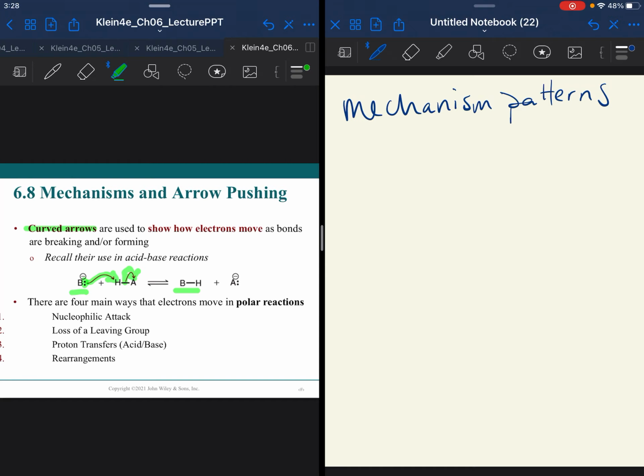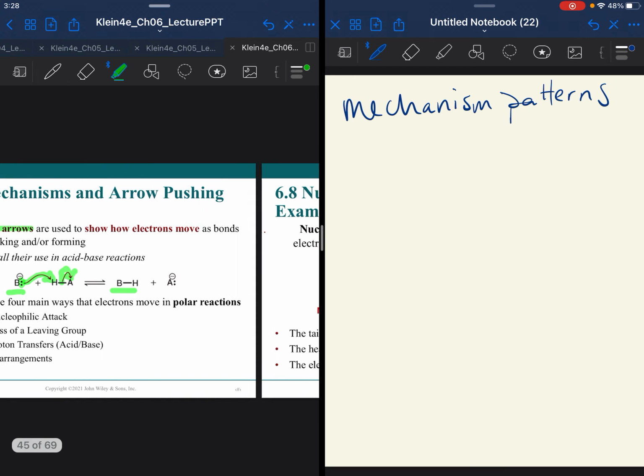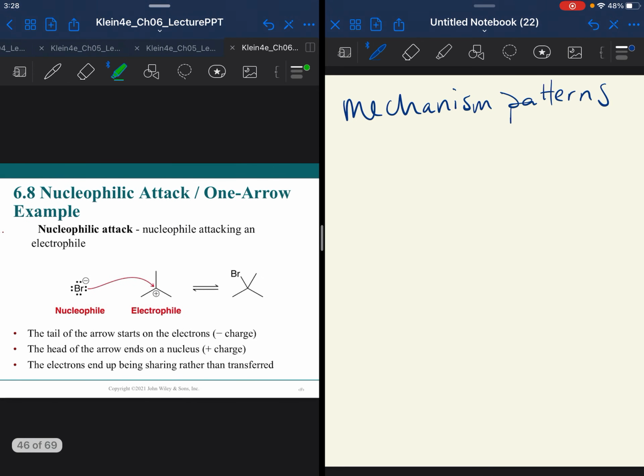There's a really interesting mechanism in chapter 9 that is different. But these 4 types are very common. Most reaction mechanisms that you are going to learn throughout this year will use some combination of nucleophilic attack, loss of a leaving group, proton transfer, or rearrangement. So here we're going to go through what those patterns look like.